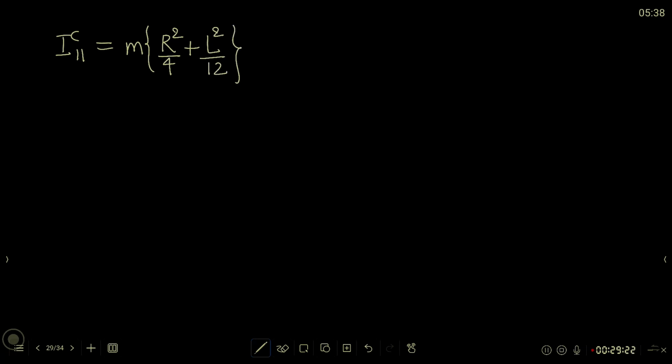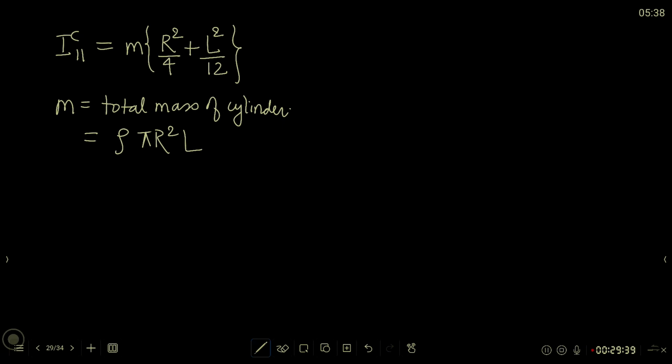Where M is the total mass of the cylinder, that would be rho times pi r square times L. Result: M times r square by 4 plus L square by 12.